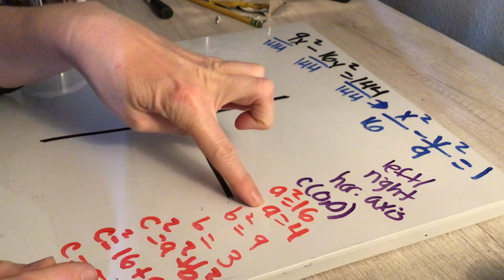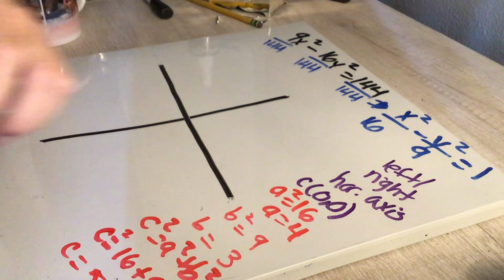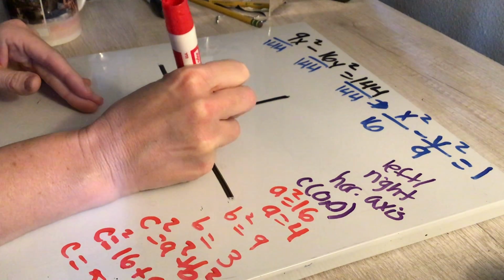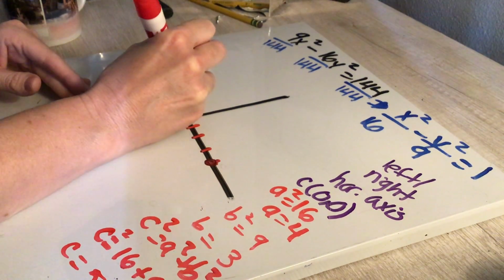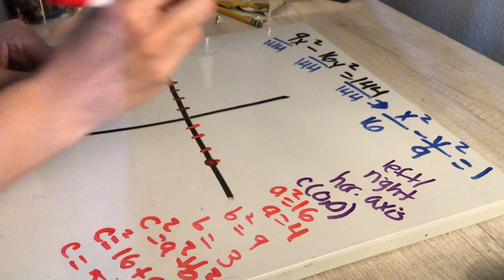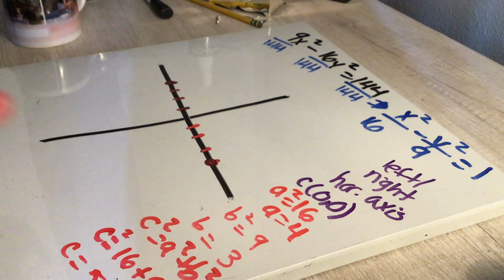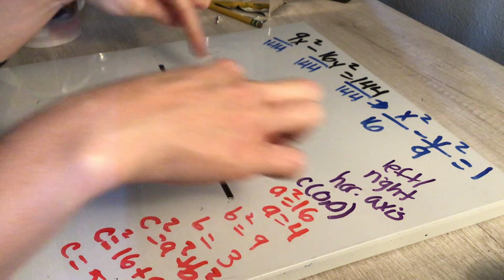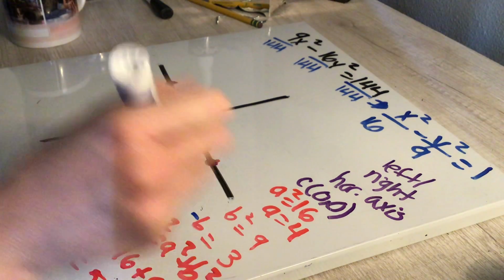Okay, so if a is 4, that tells us our vertices are 4 units from the center and horizontally. So here's the center. So 1, 2, 3, 4. And 1, 2, 3, 4. Okay, if it was vertical, we would count up and down. Then, so that's our transverse axis. So our hyperbolas are going to go this way. We want to know how steep they are. So that's where b comes in.